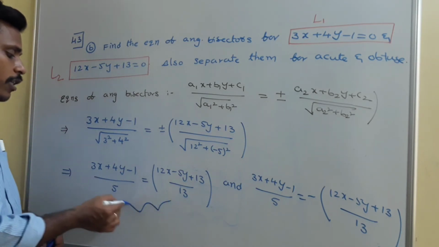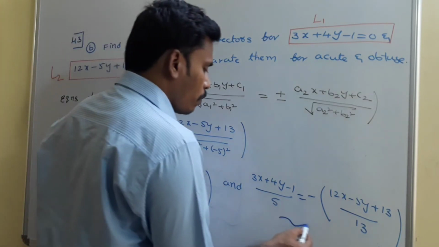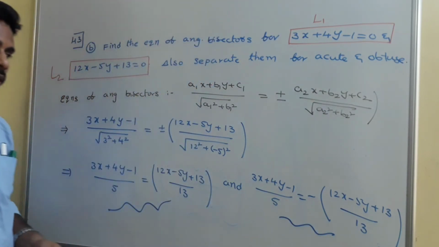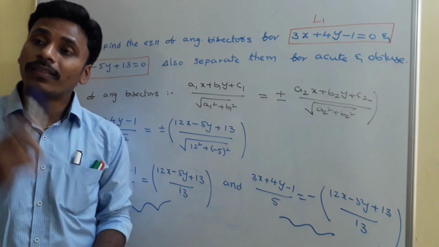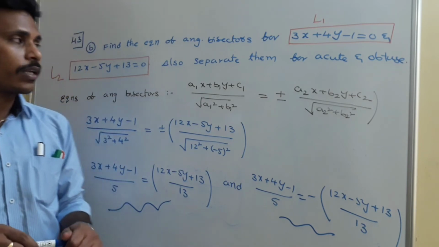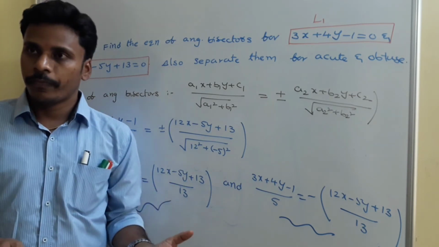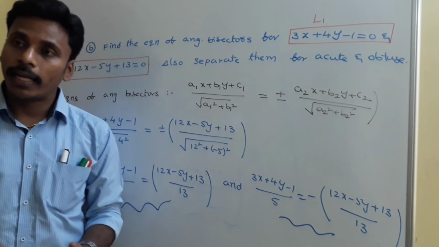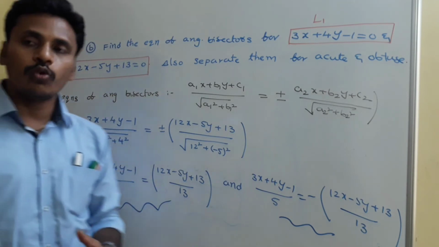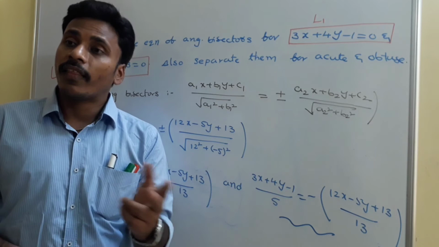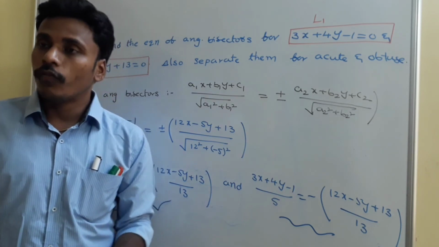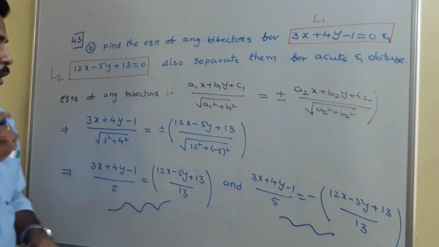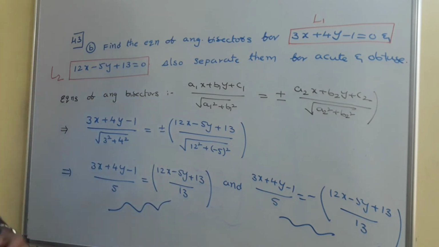If you simplify this part, you will get one equation. If you simplify this part, you will get another equation. And those two equations are the equations of angular bisectors for the lines L1 and L2. Among those two lines, one bisects the acute angle between those lines, and another one bisects the obtuse angle. So we need to simplify these two first of all. How to simplify it? You just simplify it for some time, and then I will erase this and show you.